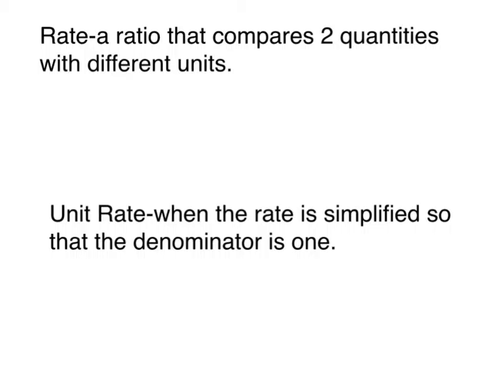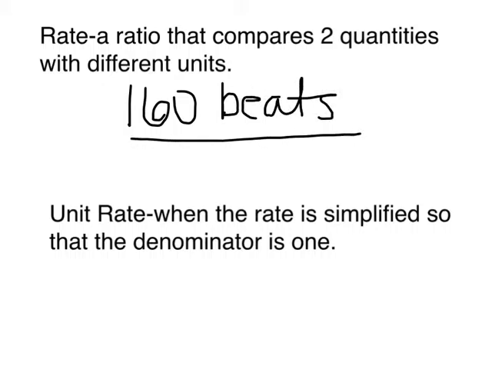Today we're going to talk about unit rate. Let's start with a couple of vocabulary words. Rate is a ratio that compares two quantities with different units. So for example, if we're talking about heart rate, 160 beats every 2 minutes. The units beats and minutes are different.